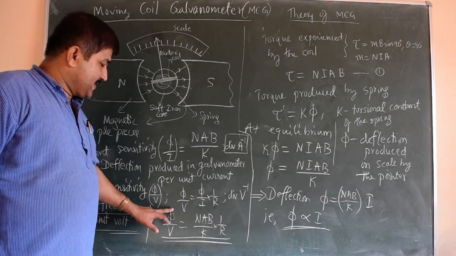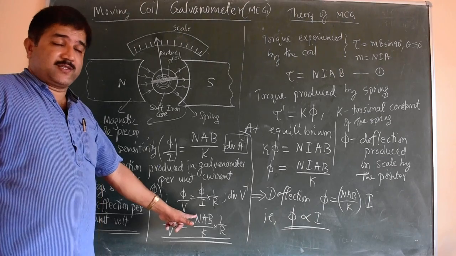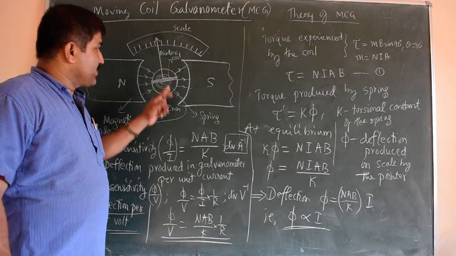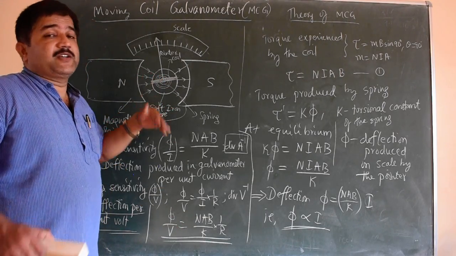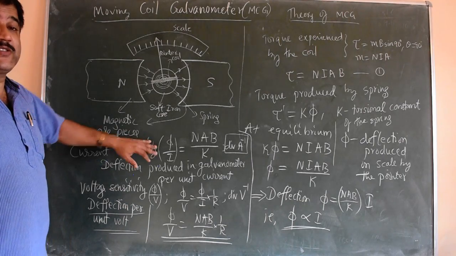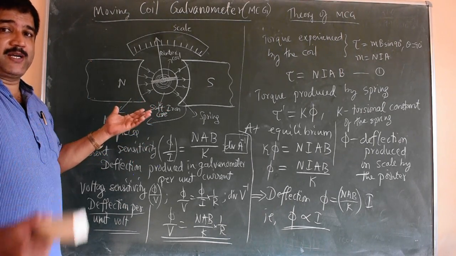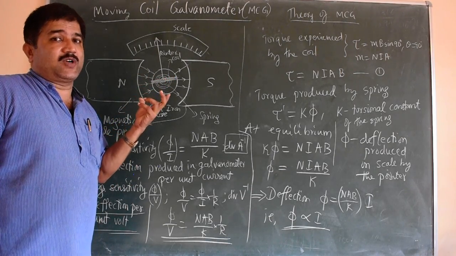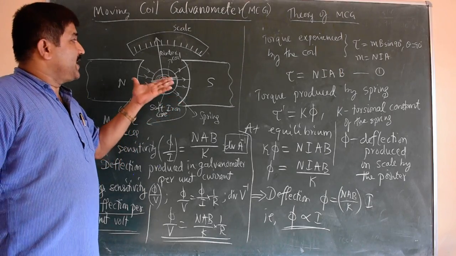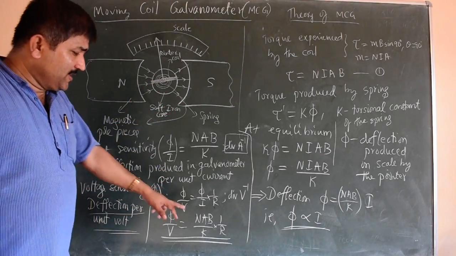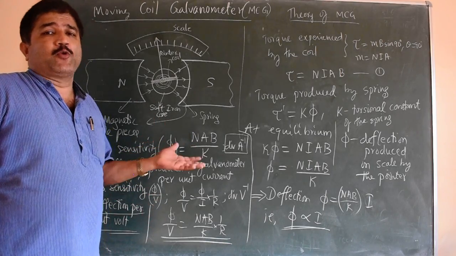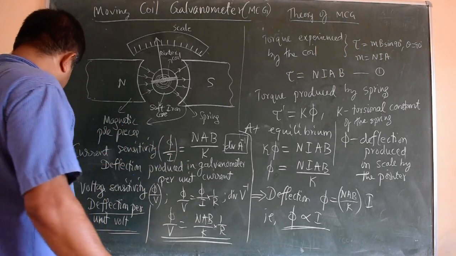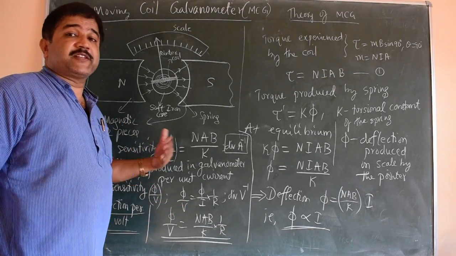And one more point about voltage sensitivity: by increasing the number of turns, we cannot increase voltage sensitivity. The reason is, when you increase the number of turns, for example from 100 turns to 200 turns, obviously the current sensitivity doubles. Number of turns doubled, current sensitivity doubles. What happens to resistance? If the coil with 100 turns has some 10 ohm, and I make a 200 turns coil, then the resistance becomes 20 ohm. Resistance doubles.